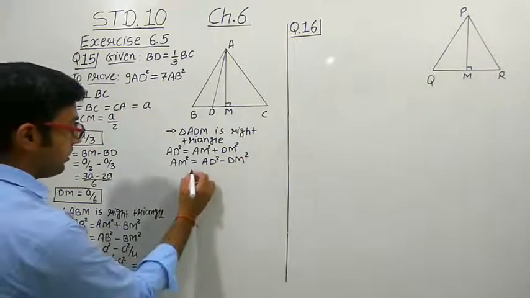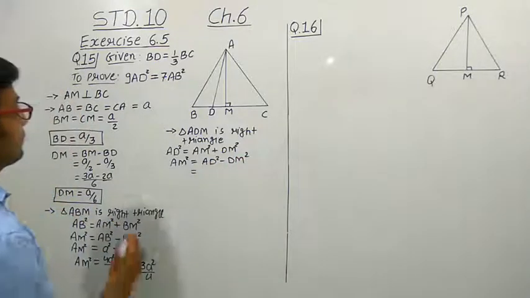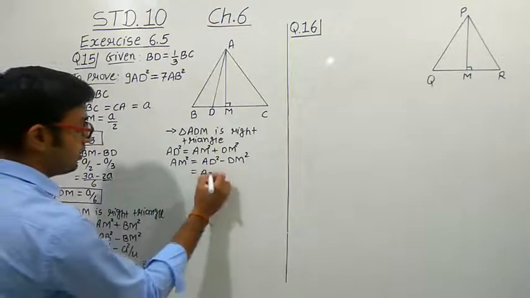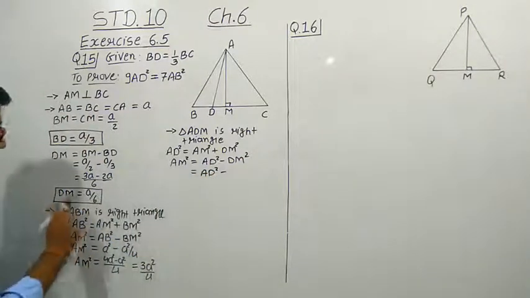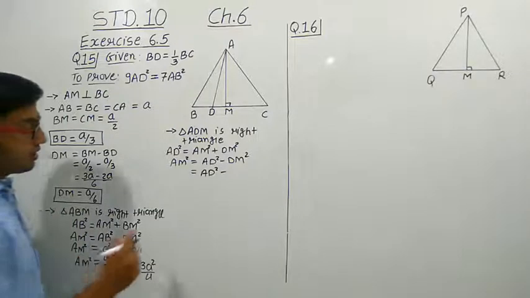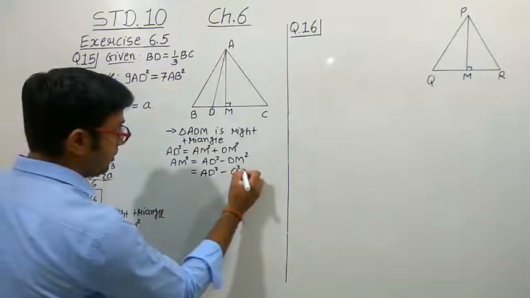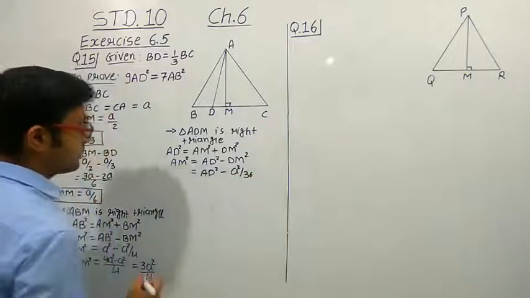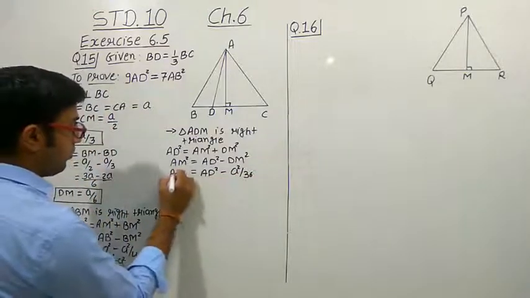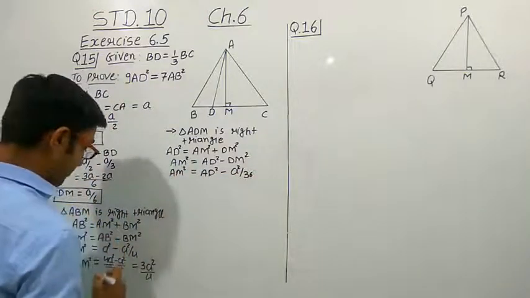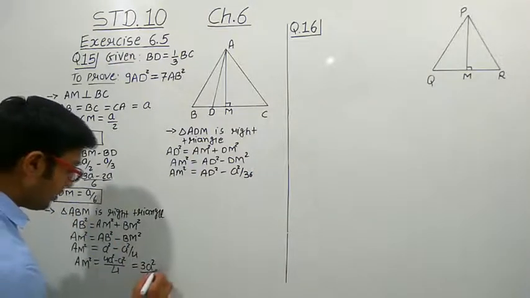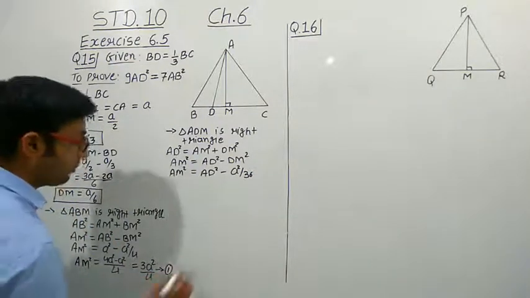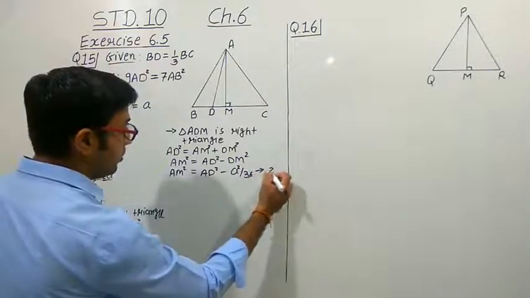Right? So what is the value of AD? We do not replace it because we require the AD. So let us put it down as it is. But DM square, what is DM? It is A upon 6, and A upon 6 squared is A square upon 36. So this is the value of AM square we get here, and this is the other value of AM square. Let us call this one equation number 1 and the other equation number 2.